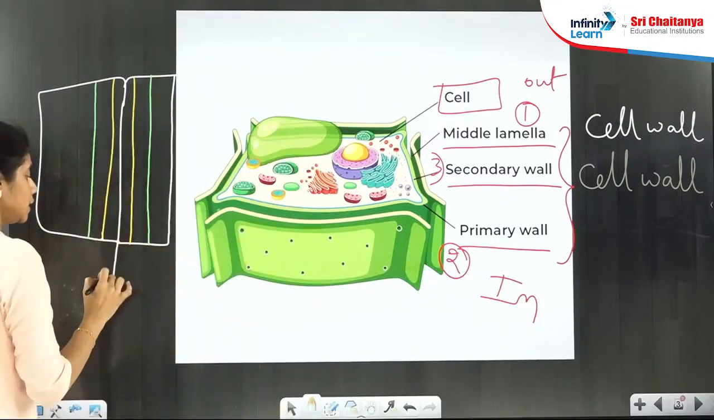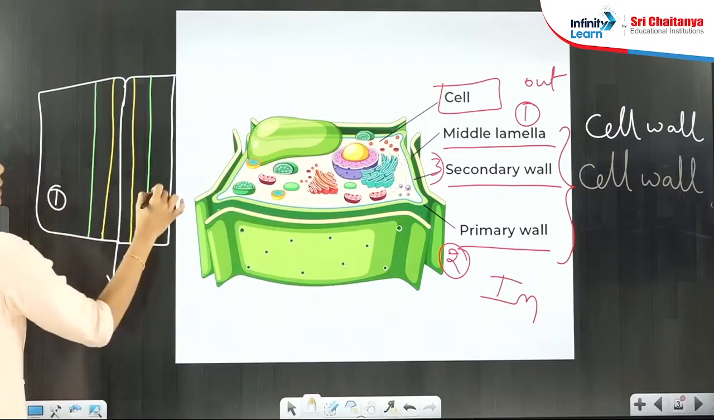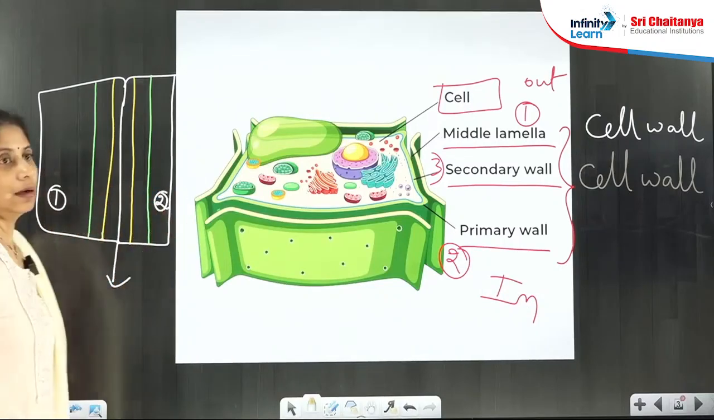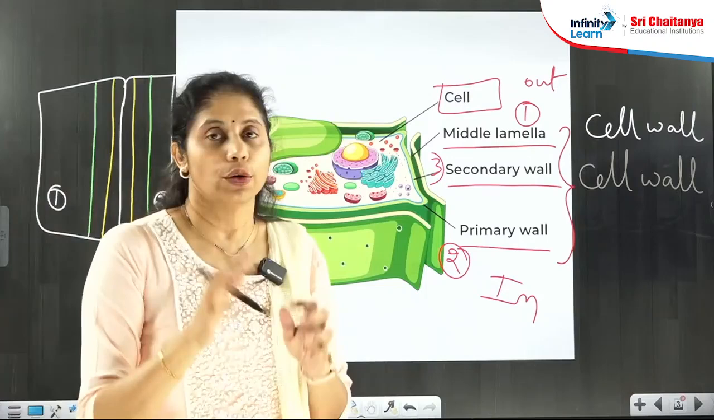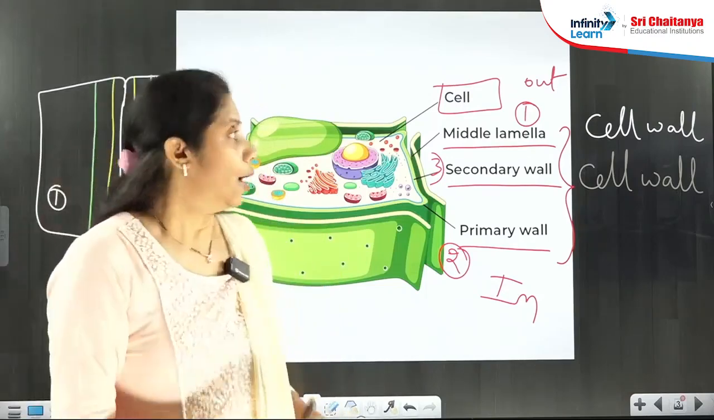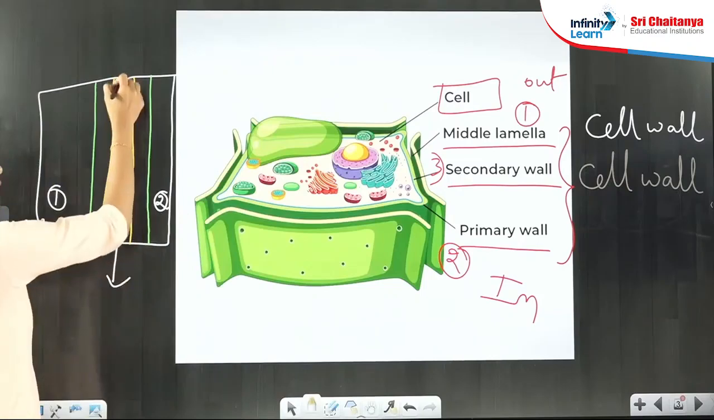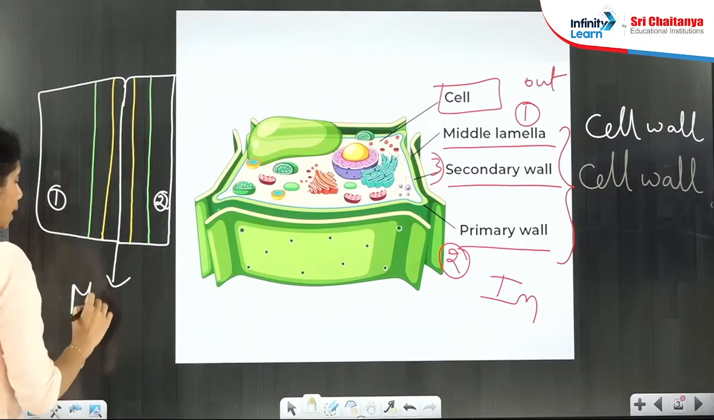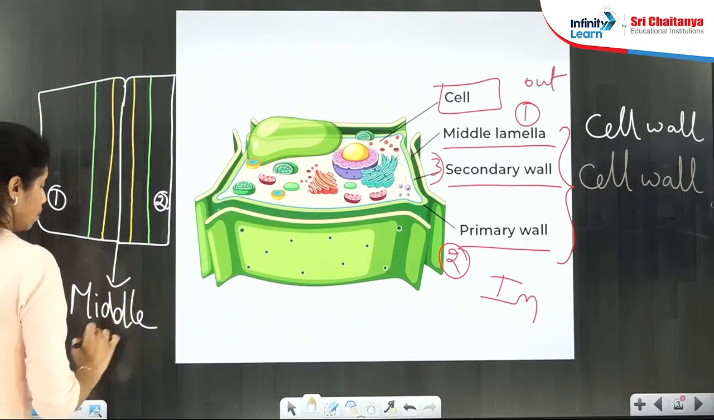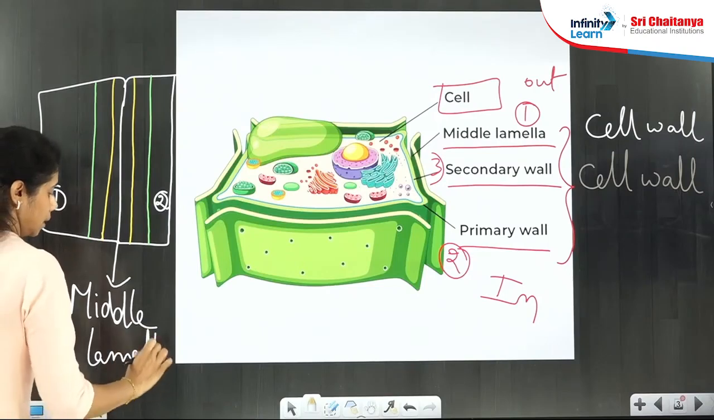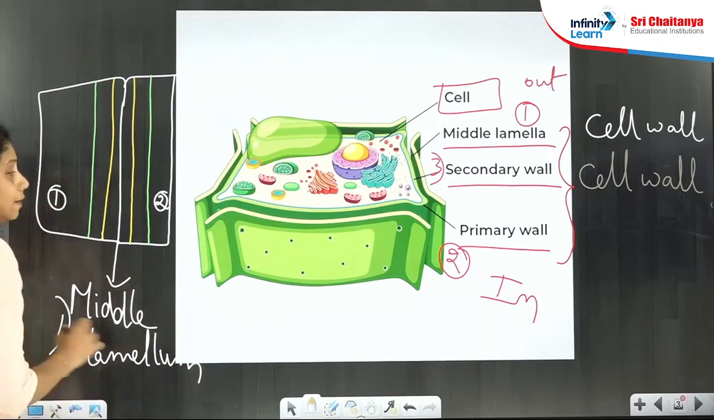So all of you can see that this is one cell, this is the second cell, the other side. This is the neighboring cell. So 2 neighboring cells I have taken, and one cell and the next plant cell, they are connected by the middle layer, the white line. This is called as middle lamellum. This is the first layer.